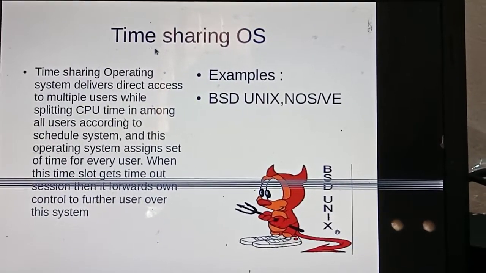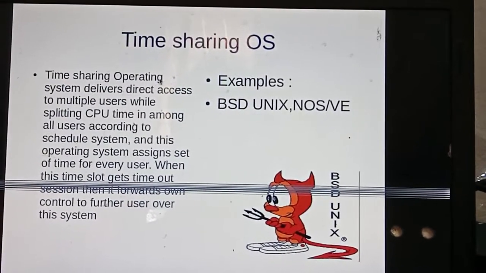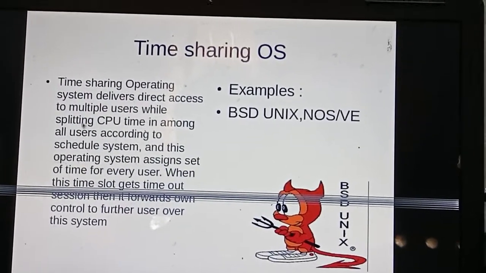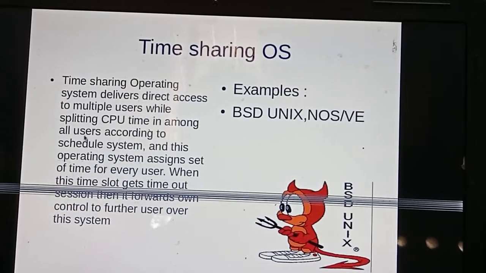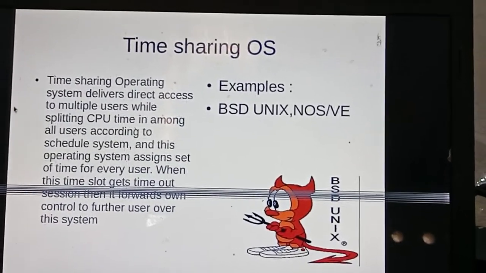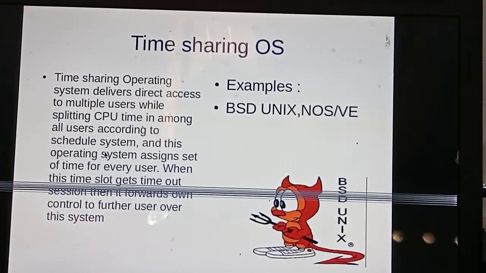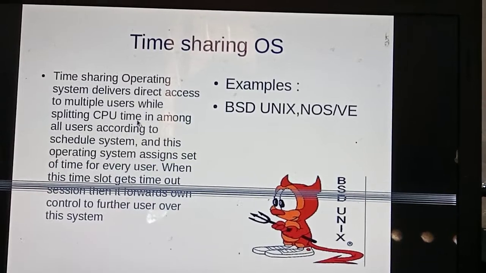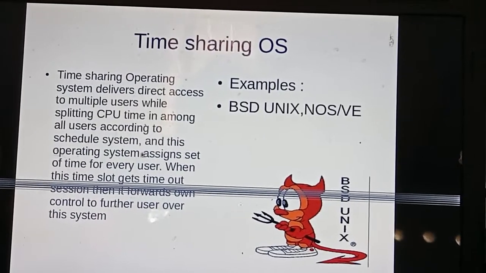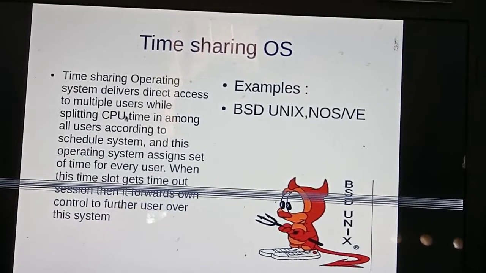Then the third one is the time sharing operating system. The time sharing operating system delivers direct access to multiple users while splitting the CPU time among all users according to the schedule. That is, a time sharing operating system also allows multi-user. Then, how can these multiple users run programs on the same system? Each user can do operations in a certain interval of time.